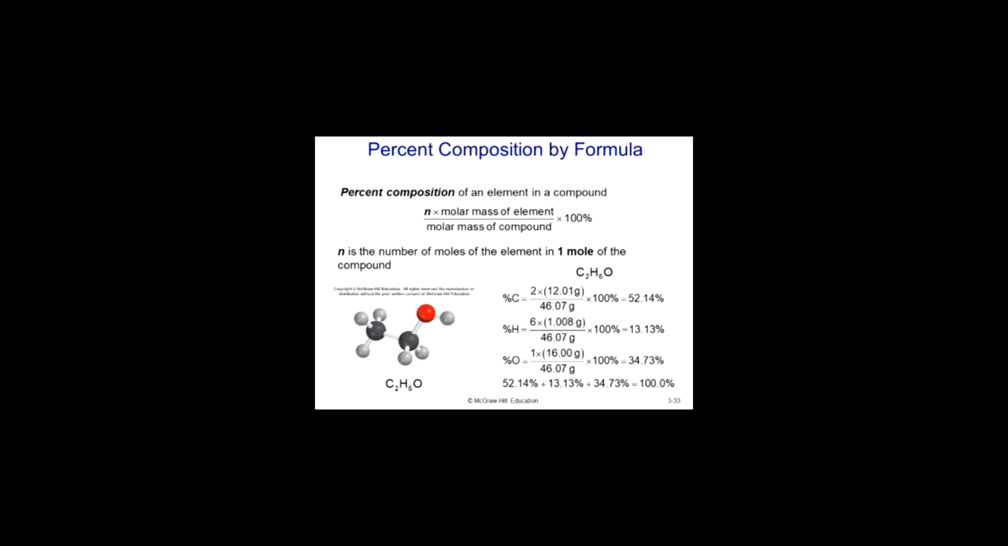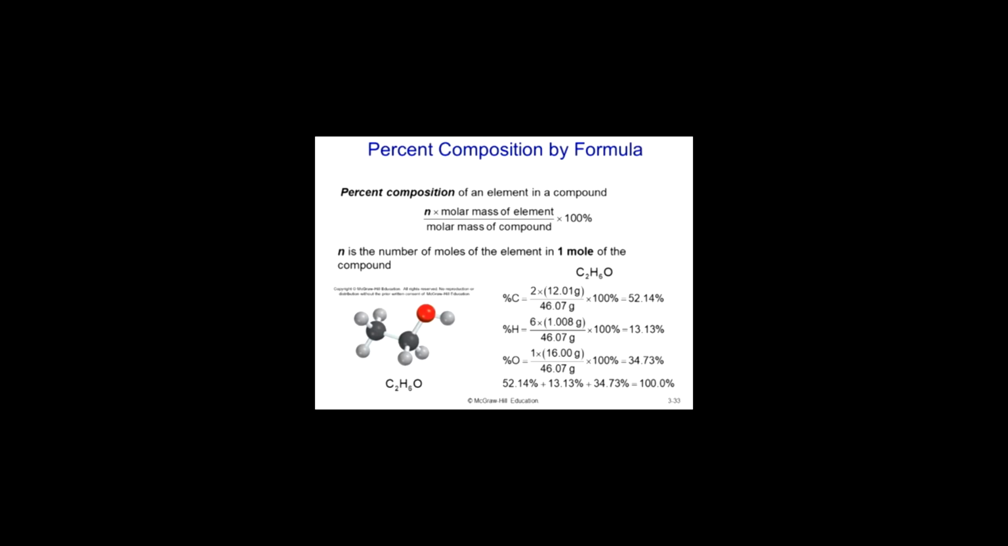So let's work through a problem. If we had C2H6O, this is ethanol. What would be the percent composition of each of the elements in ethanol? So we would take the number of each of the elements, use a molar mass to acquire the elemental mass in the composition, and divide it by the total mass of the compound.